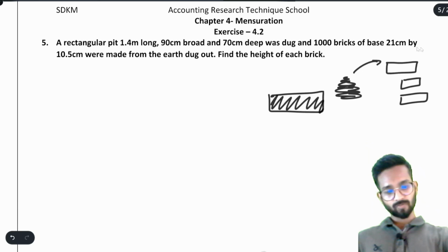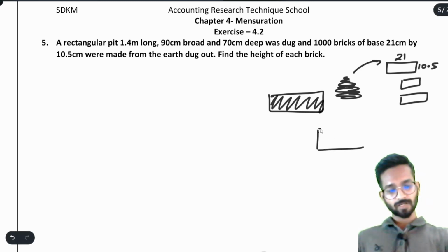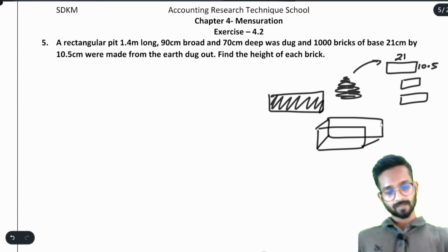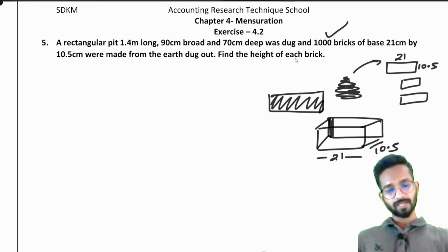How much are the bricks? 21 centimeter length, breadth is 10.5 and height, because every brick will be in a cuboid form. I am just making the brick. This is the brick. 21 centimeter is the base, 10.5 is the breadth, and there will be some height also. That height is not given to us. They are saying you can make 1000 bricks made from the earth dug out. Find the height of each brick.